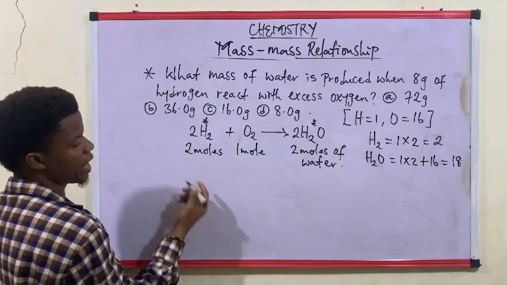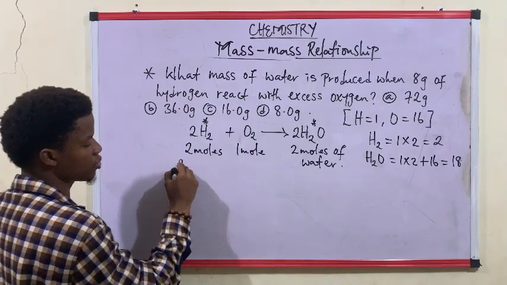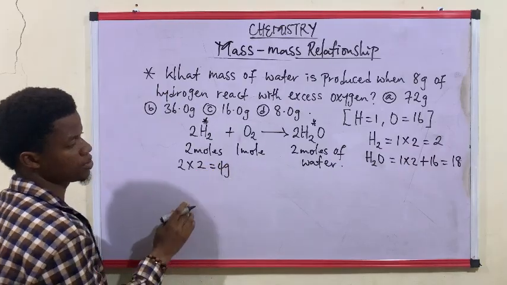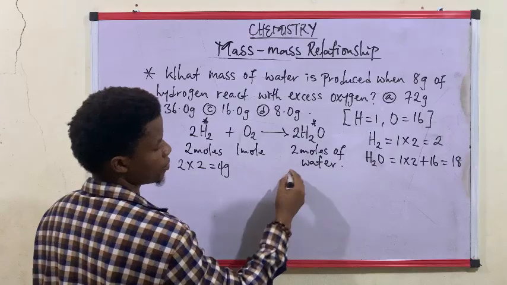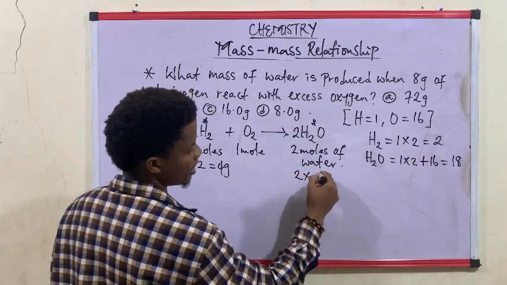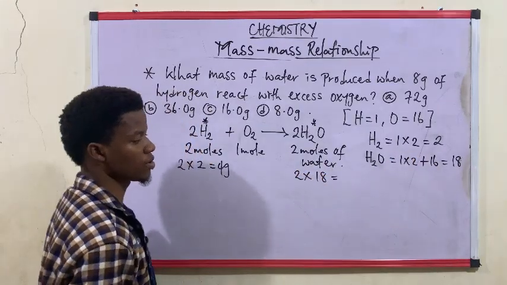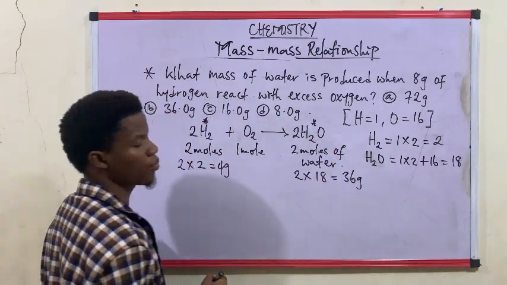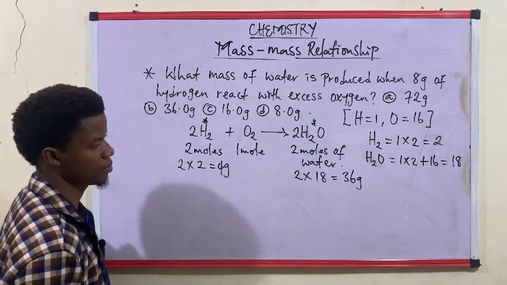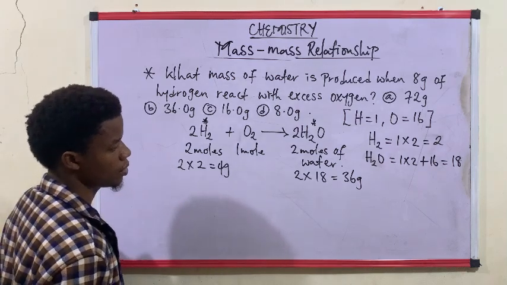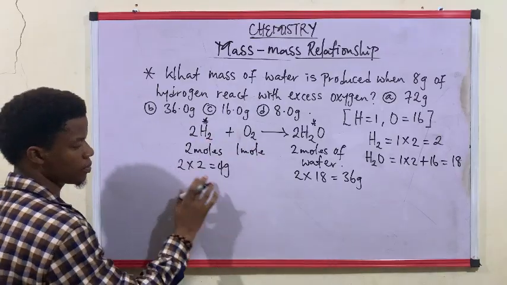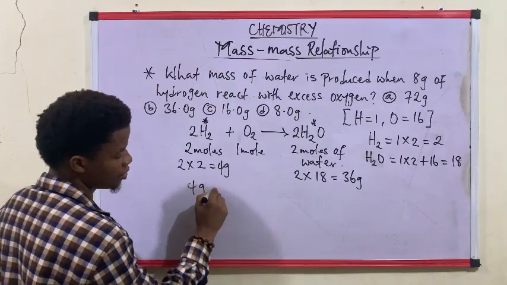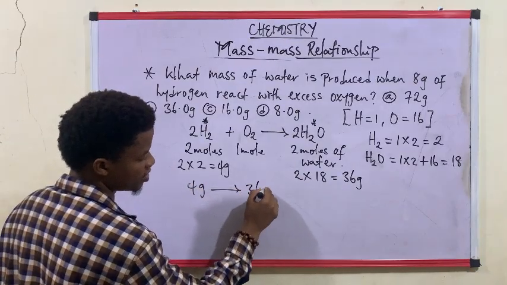So for 2 moles of hydrogen, converting 2 moles to mass, it becomes 2 times the molar mass 2, which will give us 4 grams of hydrogen. Then for water, we have 2 moles. So it becomes 2 times 18, which will now give us 36 grams of water. Are you with me? Now, therefore, from the balanced equation, it means 4 grams of hydrogen produces 36 grams of water.